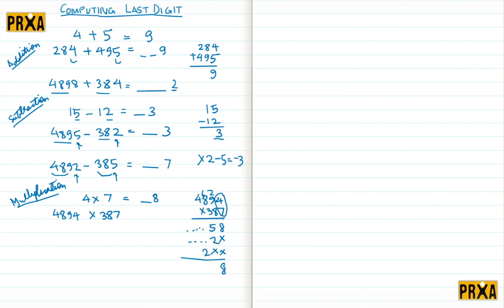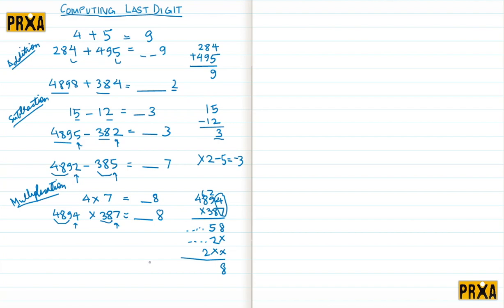times 4, right? So again, just like in addition and subtraction, it does not matter what is there from the tens digit onwards. Okay, likewise here. So the last digit, the units digit of this product is going to be the units digit of 4 times 7, which is 8, right?